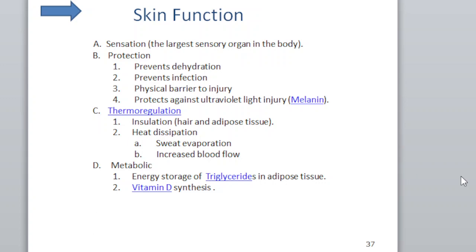A. Sweat evaporation. B. Increased blood flow. D. Metabolic. 1. Energy storage of triglycerides in adipose tissue. 2. Vitamin D synthesis.